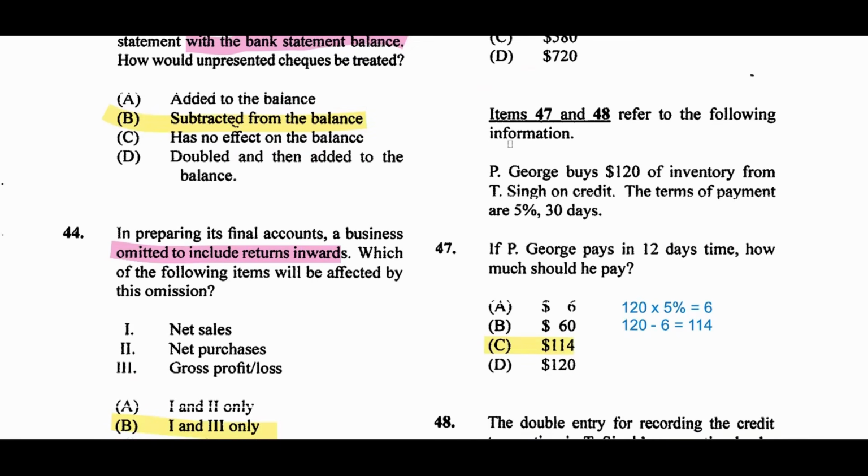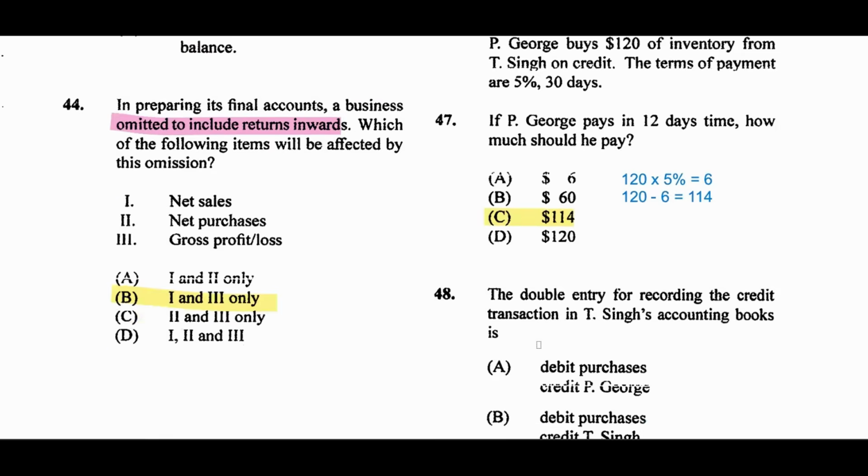Moving on to question 47. P. George buys $120 worth of inventory from T. Singh on credit. Terms of payment 5%, 30 days. If P. George pays within 12 days' time, how much should he pay? Alright guys, terms of payment 5%, 30 days. This means if he pays in 30 days, you're going to get a 5% cash discount. 120 multiplied by 5% is going to give us $6. Therefore, that is his cash discount. So 120 minus $6 is going to give us 114. That is the amount that he should pay.